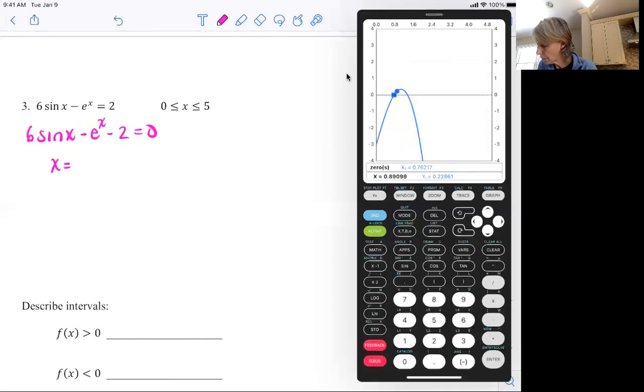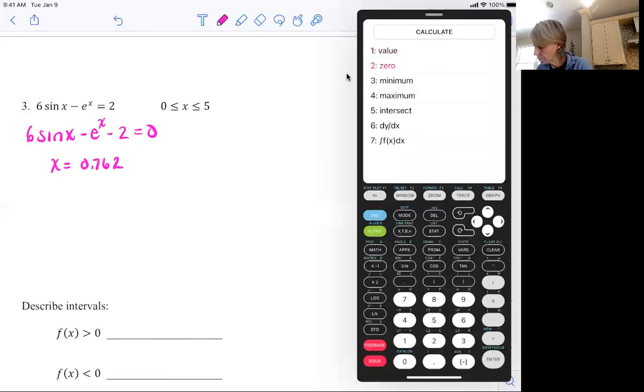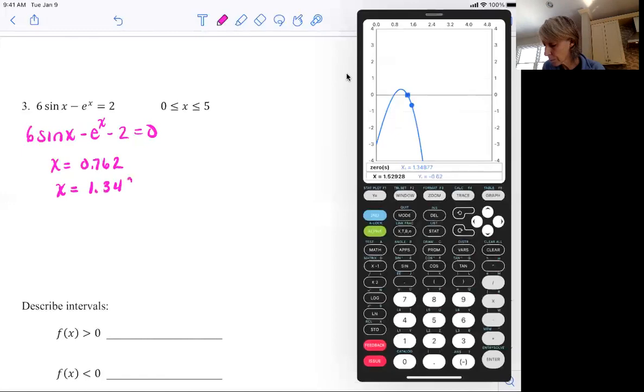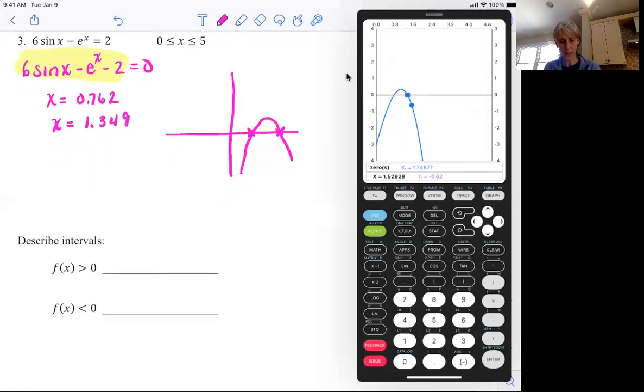X is going to equal 0.762. X is going to equal 1.349. And again, I have my calculator here. I have my screen, so I'm just going to make my picture. Remember, those two x values are your x-intercepts, where this function you made is equal to 0. Where is f of x greater than 0?